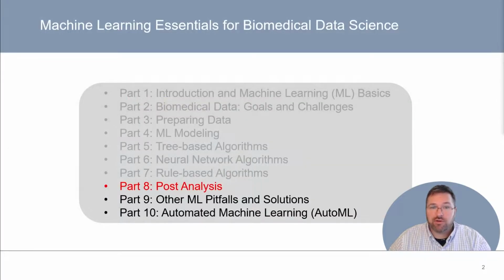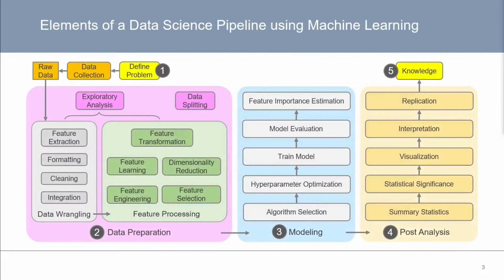Here's a quick reminder of the parts making up this video series. In the last 3 videos, we covered a small variety of specific machine learning algorithms, including tree-based algorithms, neural networks, and rule-based machine learning. We returned to our overview schematic, laying out the elements of a data science pipeline that uses machine learning. Previously in this video series, we covered defining the problem, collecting data, the elements of data preparation, and the elements of machine learning modeling.